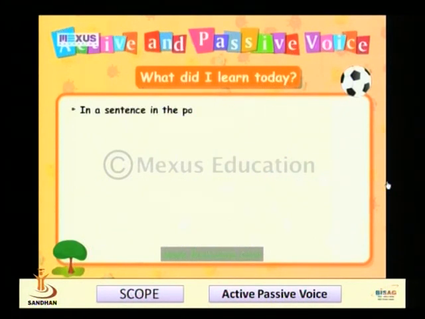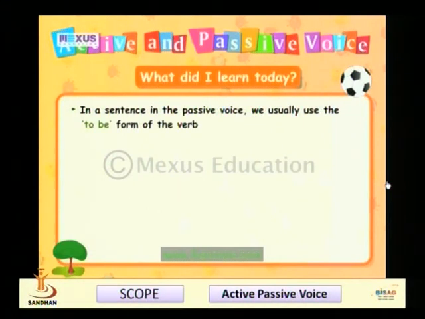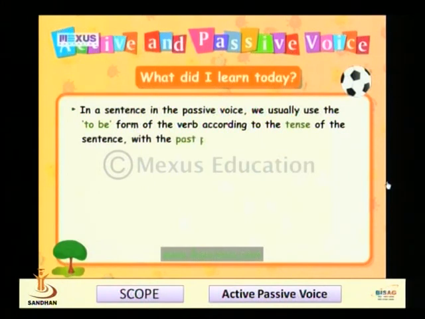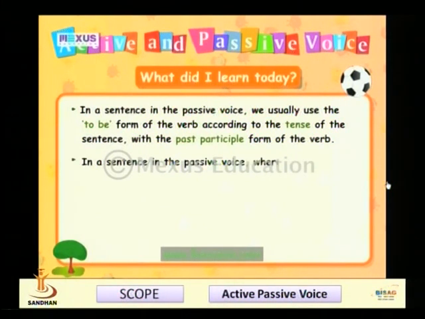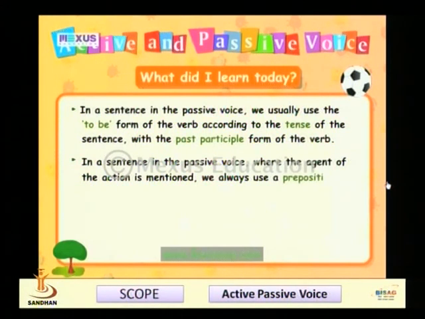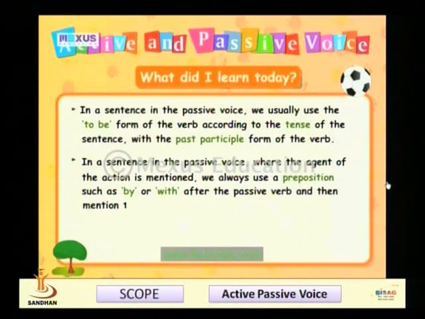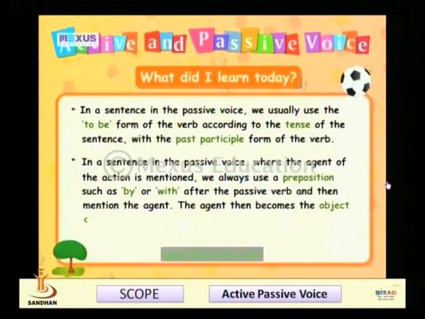In a sentence in the passive voice, we usually use the to be form of the verb according to the tense of the sentence with the past participle form of the verb. In a sentence in the passive voice, where the agent of the action is mentioned, we always use a preposition such as by or with after the passive verb and then mention the agent. The agent then becomes the object of the preposition.